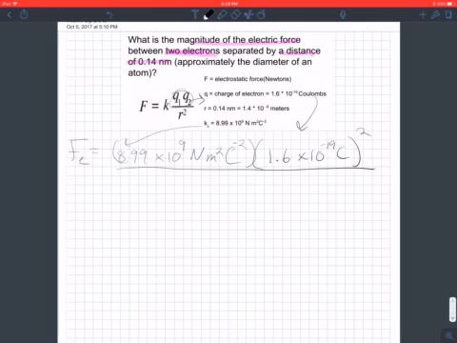All of this is divided by the distance between both of those electrons, which is 0.14 nanometers, which ends up being 1.4 times 10 to the -8 meters. So that is our distance between both of those meters. And now all we have to do is make sure to square it, because that's very important.